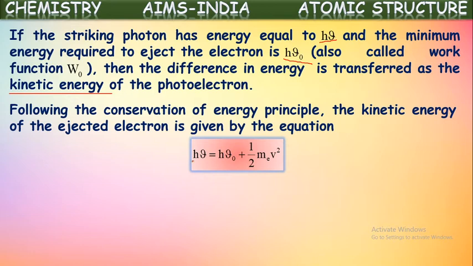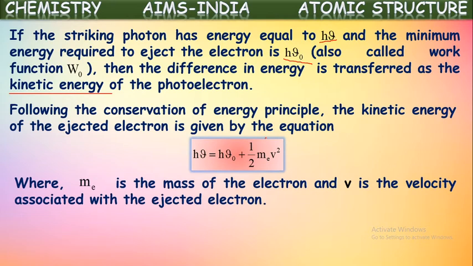the total energy passed on to this metal surface, and h nu naught is the energy required to eject the electrons by the metal surface, and the remaining energy is converted into kinetic energy of that electron, where m e is the mass of the electron and v is the velocity of the electron, or the velocity associated with that ejected electron.